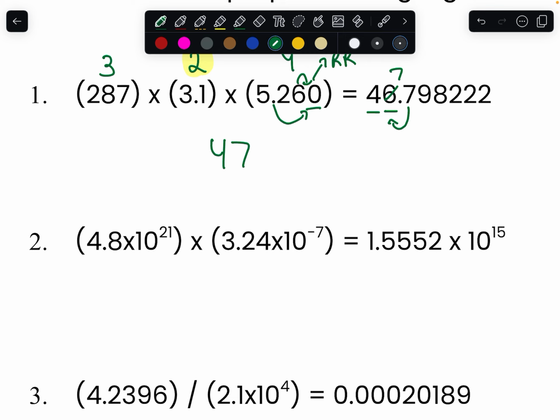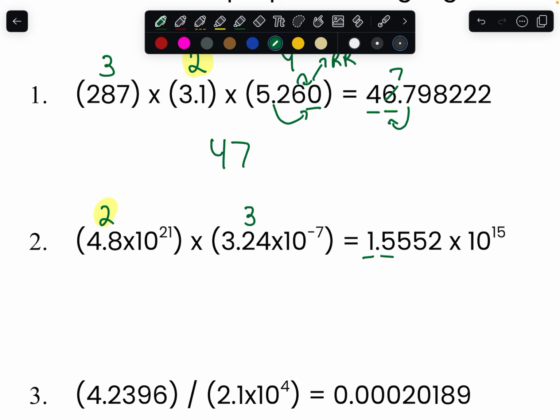All right, so 4.8 times 10 to the 21st. Remember, we don't look at the times 10 to the part, so this is 2. 3.24, that is 3, right? And so we're going to go with 2 again. Looking at our answer, 1.5552 times 10 to the 15th. My first 2 sig figs are there, and now I'm at the 5, okay?